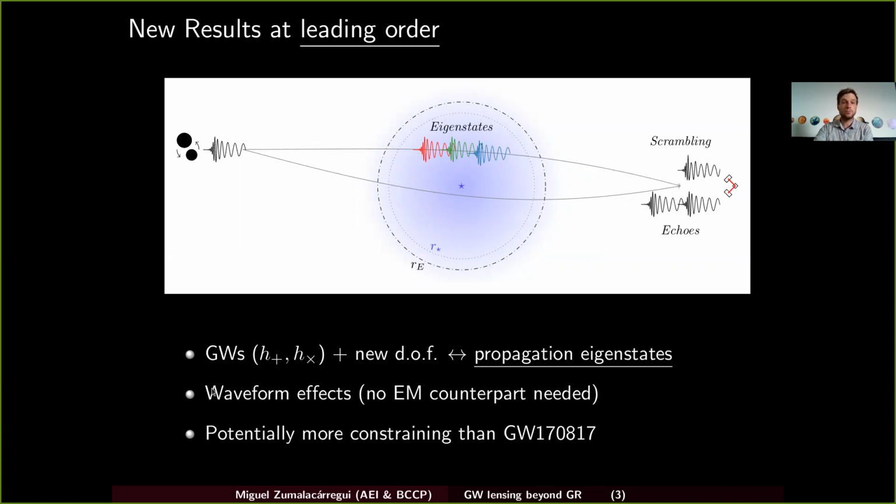And this has detectable effects on the waveform that can be observed with no electromagnetic counterpart, so they can affect the shape of the waveform. And I will show that for an example theory, this might even be more constraining than the neutron-star merger GW170817.